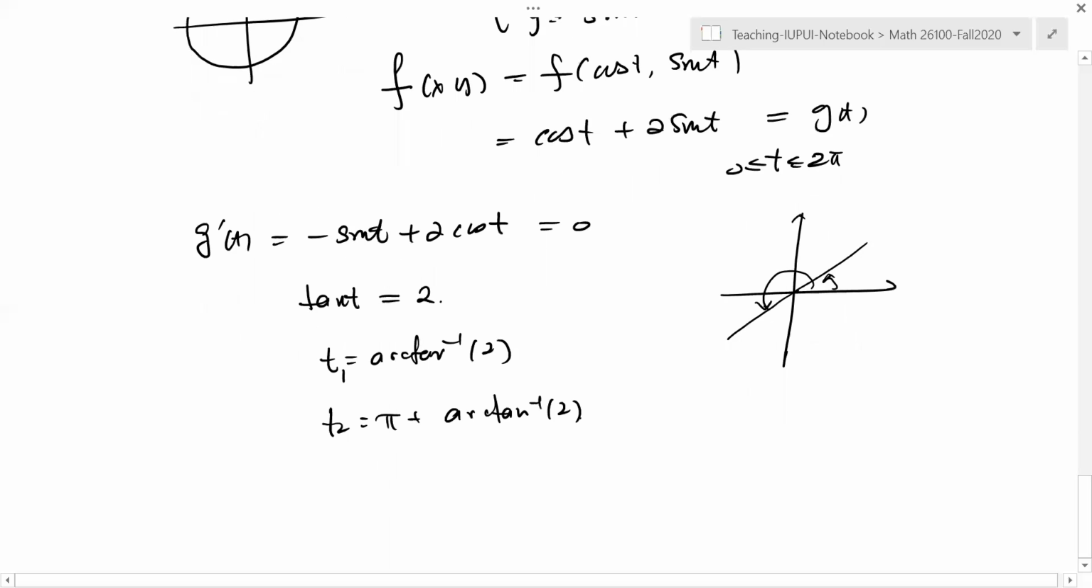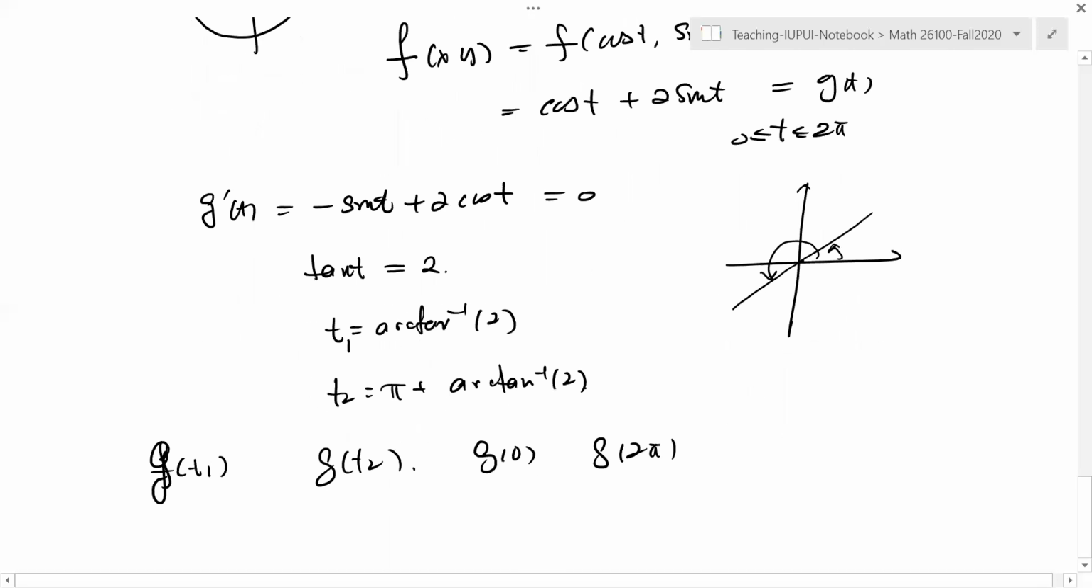Then you look at the value of the function, and you compare which one is larger. And you also have to look at the endpoints. So you have to find out what is G(t1), and you have to look at G(t2), G(0) and G(2 pi), okay? Now G(0) is easy. It's going to be 1. When G(2 pi), it's also going to be 1, okay?